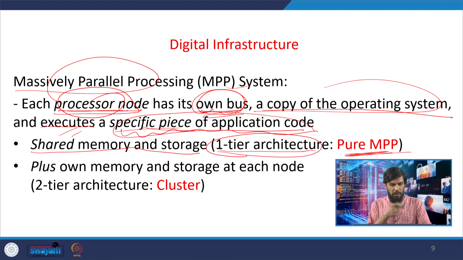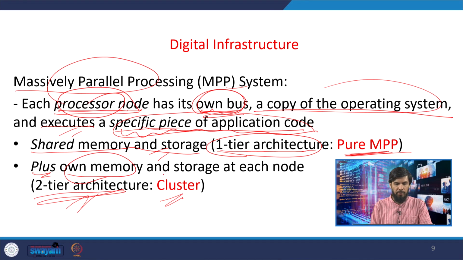So this shared memory and storage would be like local memory and storage, and therefore the pure MPP systems will have higher capacity because of the lack of latency. Well, there is the commodity version, that is the cluster, which is a 2-tier architecture. In this case, apart from each processor node having access to shared memory and storage, they might have their own memory. So, each processor node might have its own memory and storage, right. So, this is the 2-tier architecture in clusters.